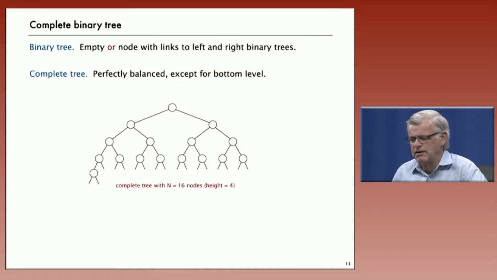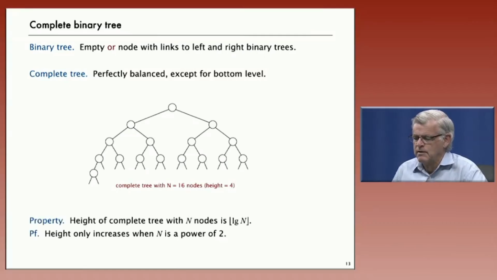A complete binary tree is one that's perfectly balanced except possibly for the bottom level. So there might be a few nodes on the bottom level and one level lower than the bottom level, but otherwise all the levels are full. And we'll see how that looks in just a second. The property of a complete tree is that the height of a complete tree with n nodes is the biggest integer less than or equal to log base 2 of n. That's really easy to convince yourself of, because if we add nodes one at a time, going from left to right on the bottom level, the height only increases when n is a power of 2.